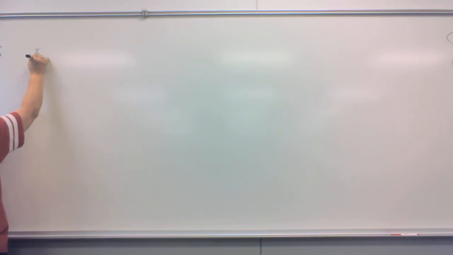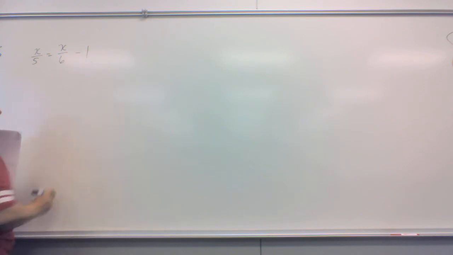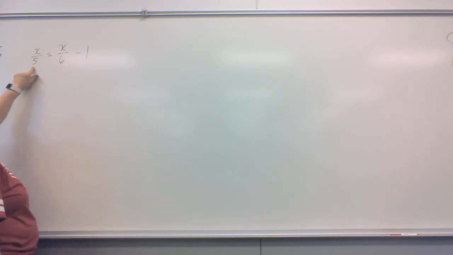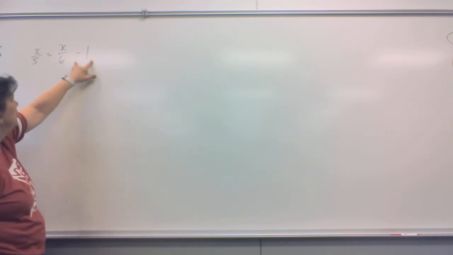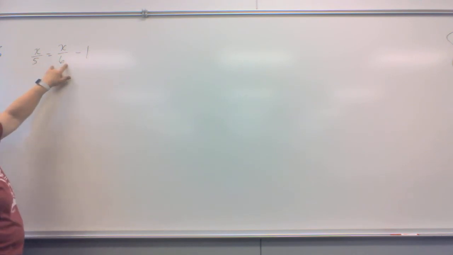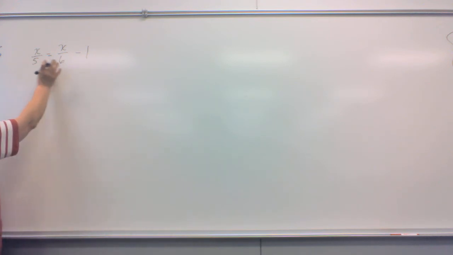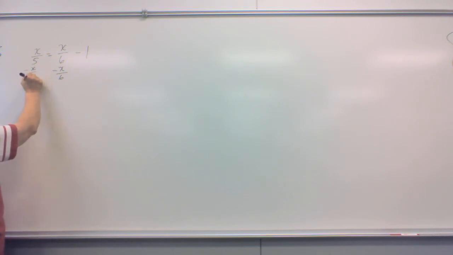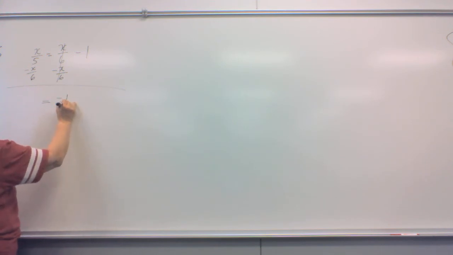X over 5 is equal to x over 6 minus 1. Okay, notice on this one, I have x's but they're in the numerator, so that's okay. I have a 5 here, an x over 5, and an x over 6 minus 1. This is an integer term. These are both rational terms. And yes, the variable is there, but it's in the numerator. So I'm going to get my 2 rational terms together by subtracting my x over 6 from both sides. That's going to give me 0 here. So this is going to equal my -1 over here.